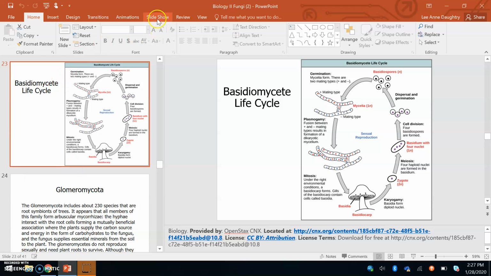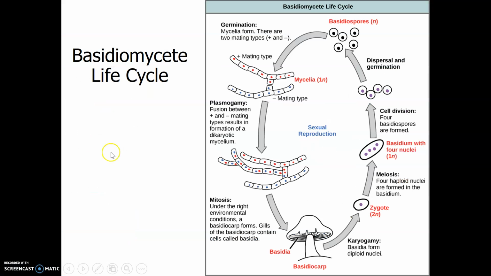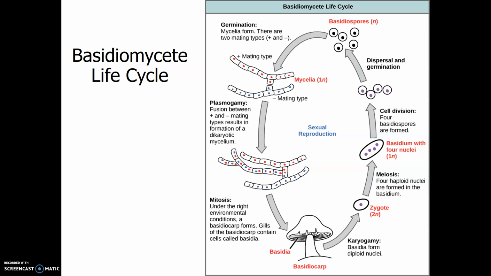This is part 3 of the chapter 4 lectures on fungi. We left off talking about the Basidiomycota, which include mushrooms and shelf fungi and bracket fungi. They basically look like mushrooms growing on the side of a log or a tree. Here is the life cycle. I think we went over this also.